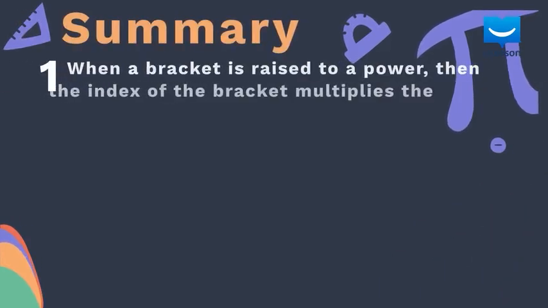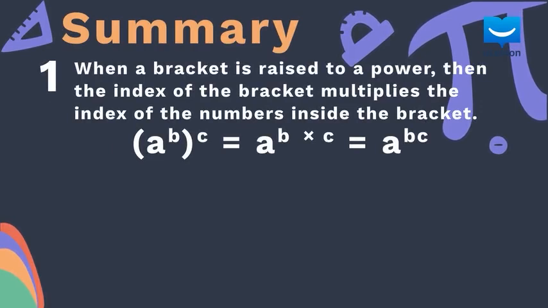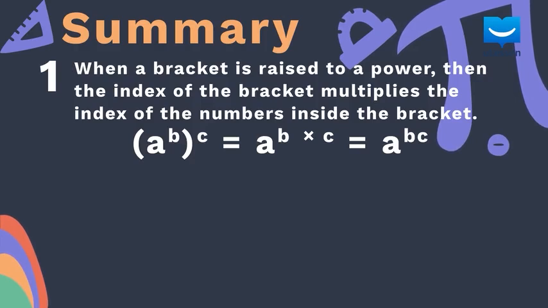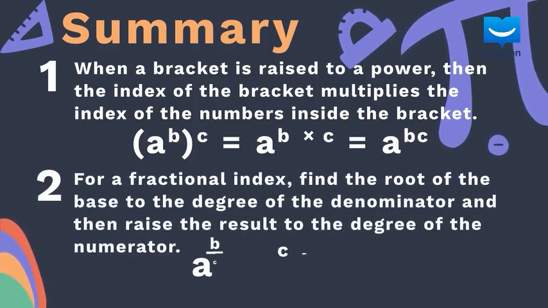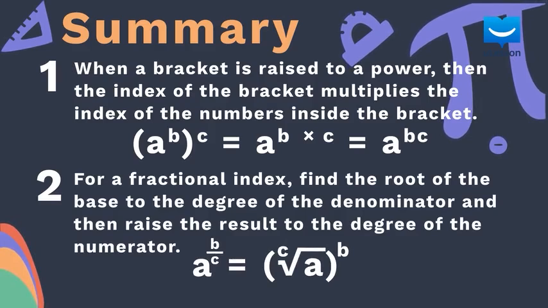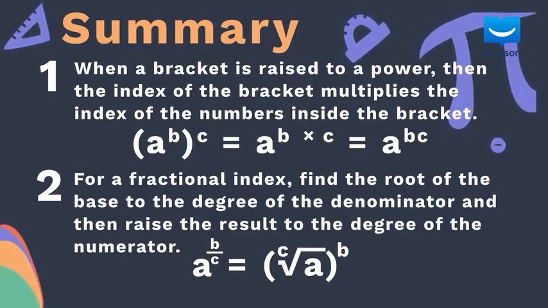So, in summary, we have seen that when we have indices involving brackets, the indices multiply each other. When a bracket is raised to a power, then the index of the bracket multiplies the indices of the numbers inside the bracket. But if we have a fractional index, we find the root of the base to the degree of the denominator and then raise the result to the degree of the numerator.